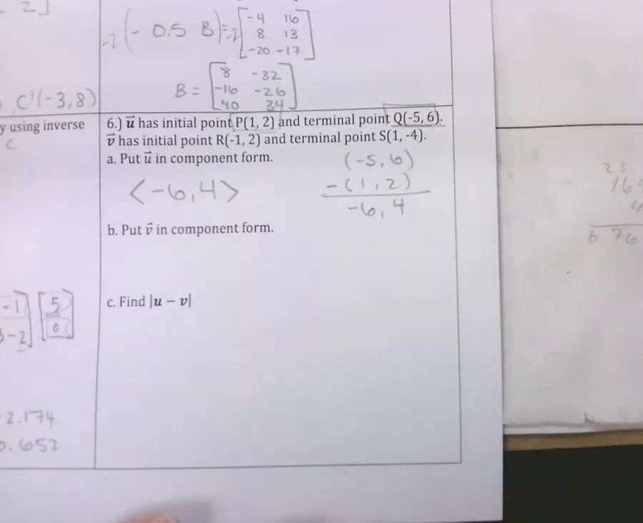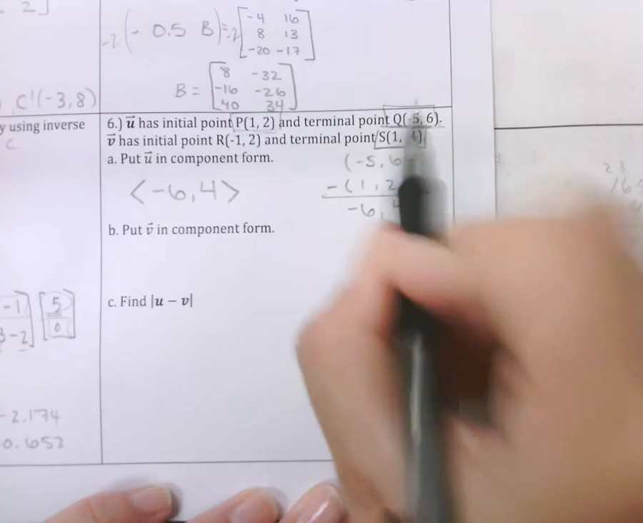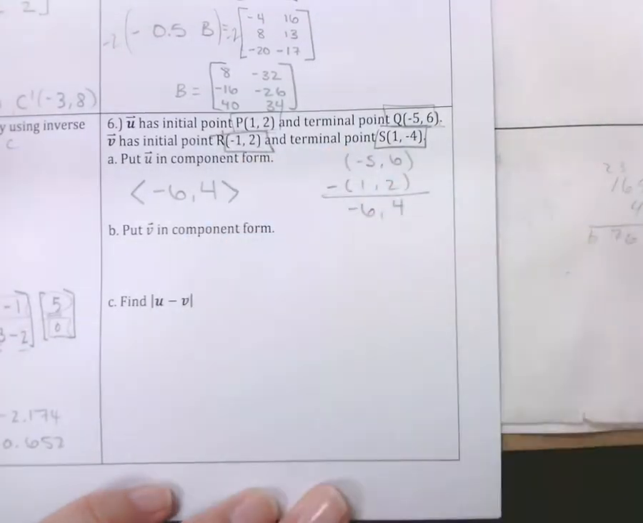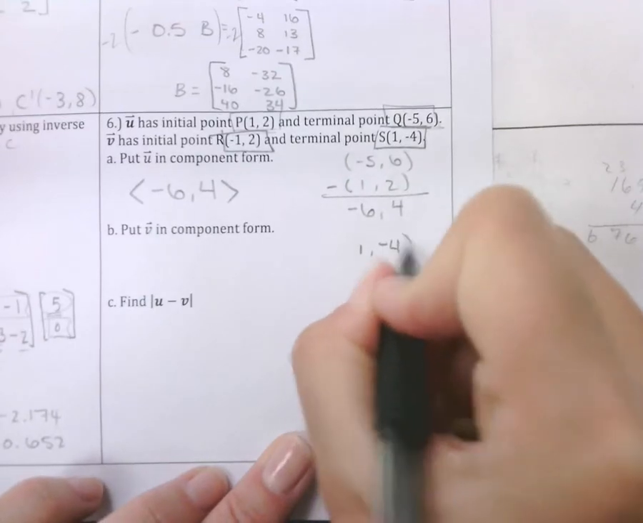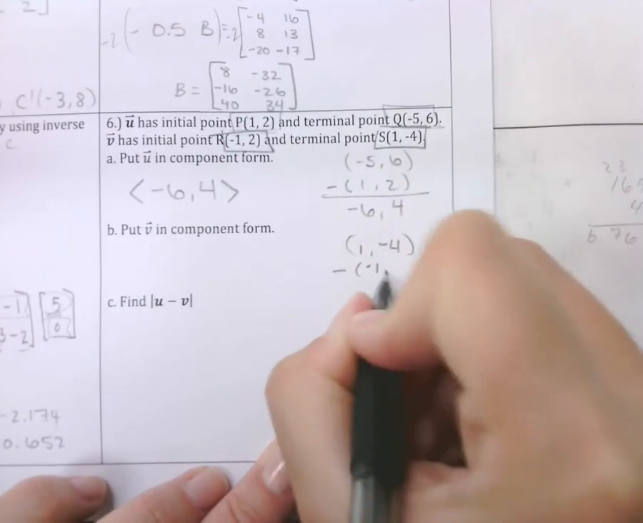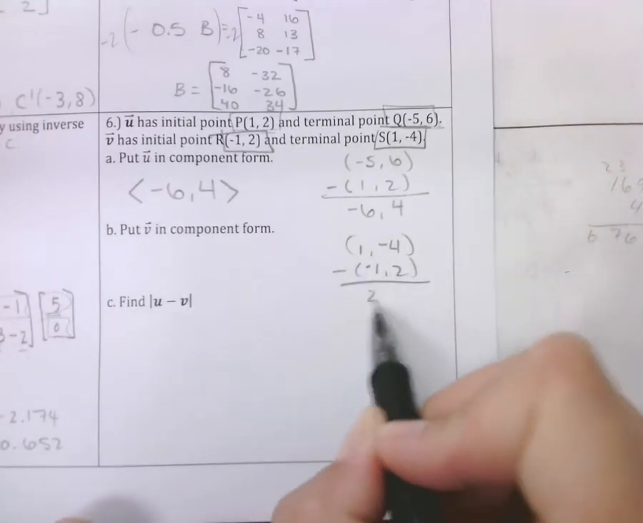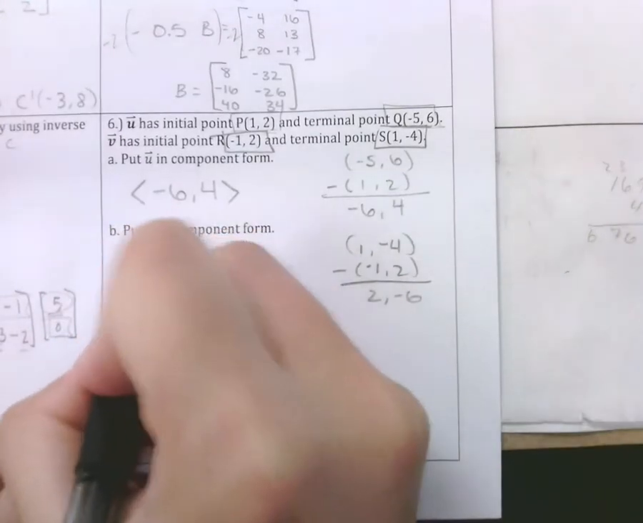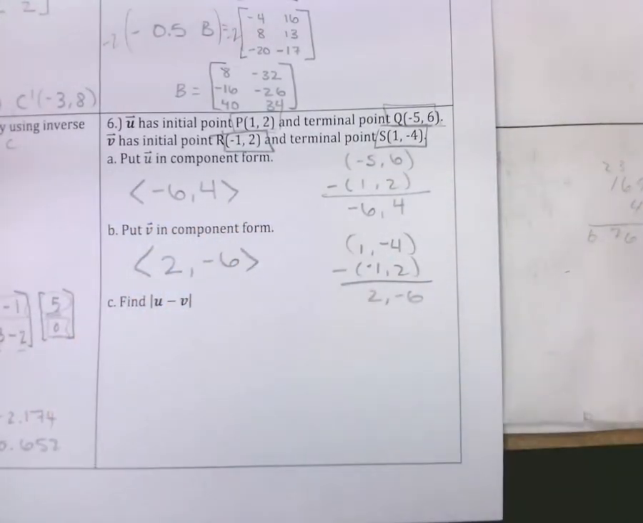I always write parentheses instead because it's just habit. Vector v has a different terminal point and a different initial point, so you'll do that too. So terminal point minus initial point. This is going to be 2, and this is -6. So there you go. 2, -6.